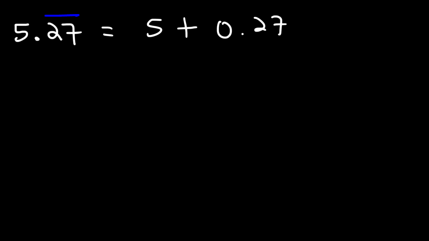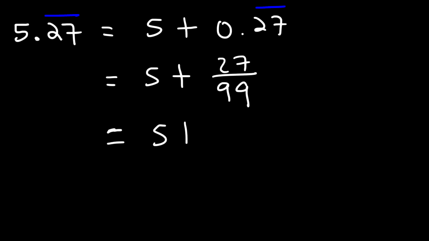Let's try a similar example. 5.27 repeating. So go ahead and pause the video and work on that problem. So I'm going to write this as 5 plus 0.27 repeating, and then we can convert 0.27 repeating into 27 over 99. Now 27 is 9 times 3. 99 is 9 times 11.